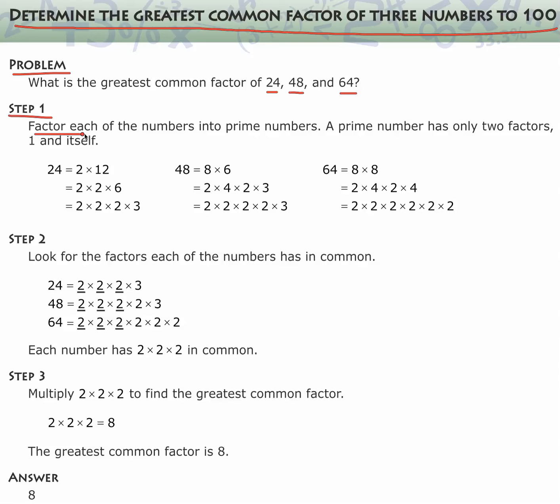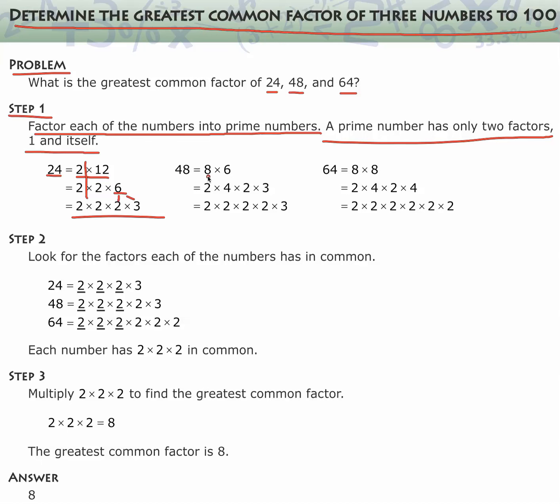So step number one, factor each of the numbers into prime numbers. And a prime number has only two factors, one and itself. So 24, we know that 12 times 2, or 2 times 12 equals 24. And break that down. So 2 times 2 times 6. 2 times 6 is 12, but 6 is still not a prime number, so we got to break that down to 2 times 3. So we got 2 times 2 times 2 times 3. And now all these are prime numbers. That's the prime factorization of 24.